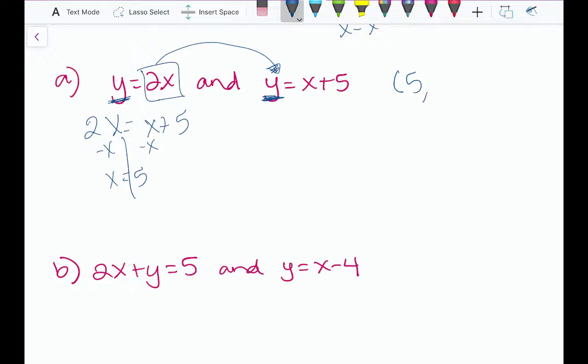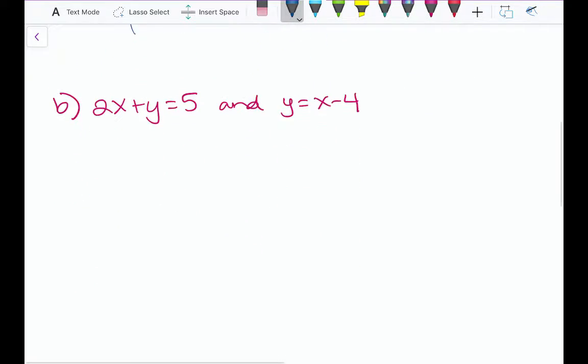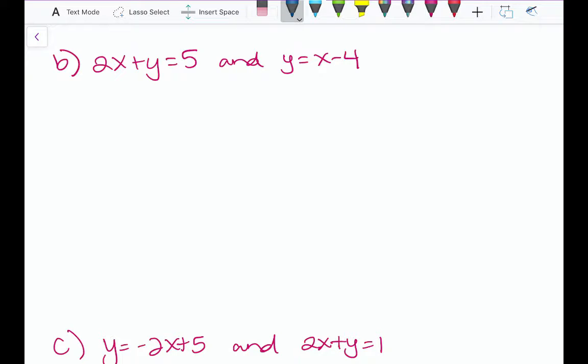Now I need the y value of my solution. Well, in order to find the y value of my solution, I just plug 5 back into my original equation, y equals 2x. y equals 2 times 5, which is y equals 10. So the solution is (5, 10). If I were to graph these on the coordinate plane, this is the point where those two lines would intersect.